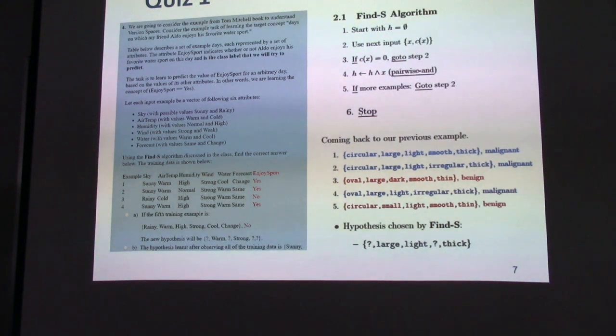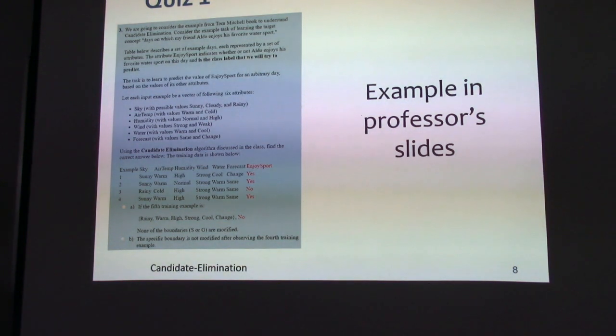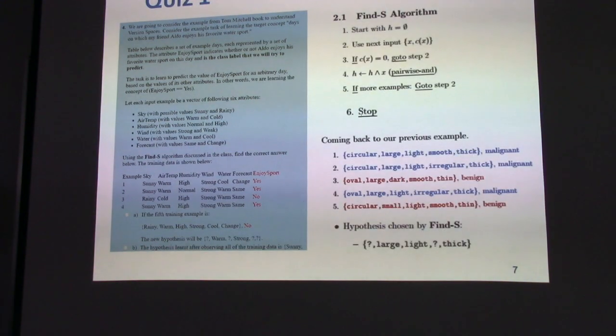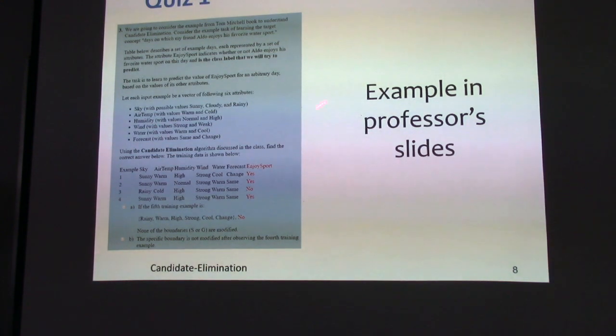Okay, and then let's come to the candidate elimination algorithm. I think this is quite different from the Find-S algorithm, because you should consider both the negative examples and the positive examples. There is a good example in the professor's slides.